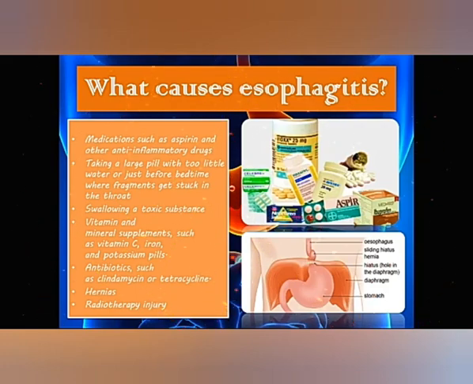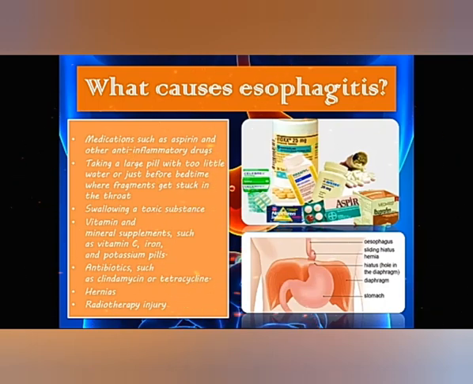Swallowing a toxic substance, and usually these substances are caustic substances, occurring most frequently in suicidal patients or accidental ingestion of toxic liquids. We could also have vitamin and mineral supplements such as vitamin C, iron and potassium pills that can cause esophagitis, antibiotics such as clindamycin and tetracycline.